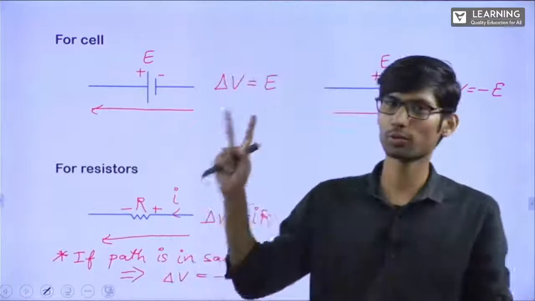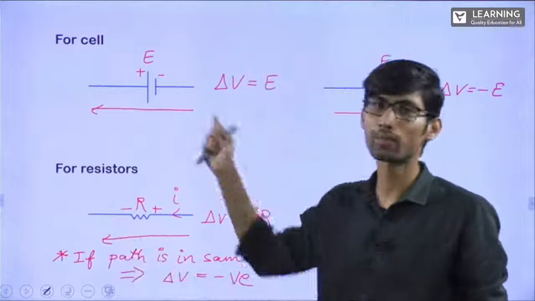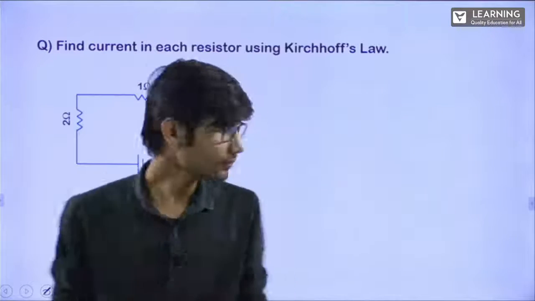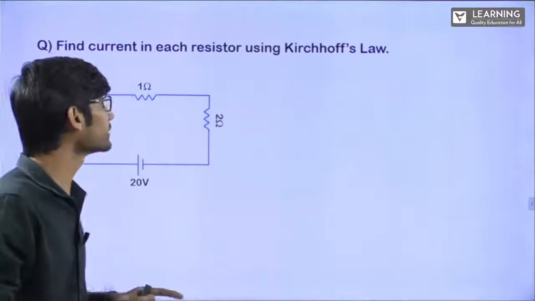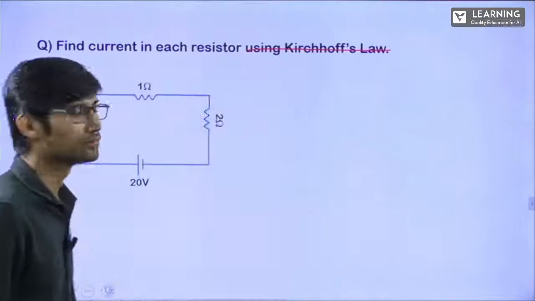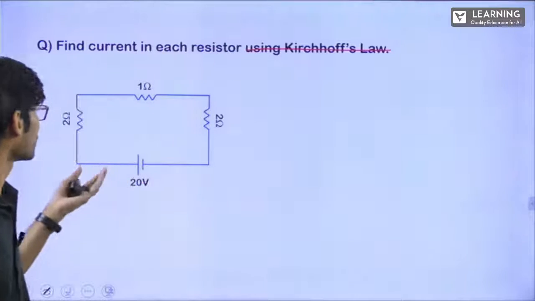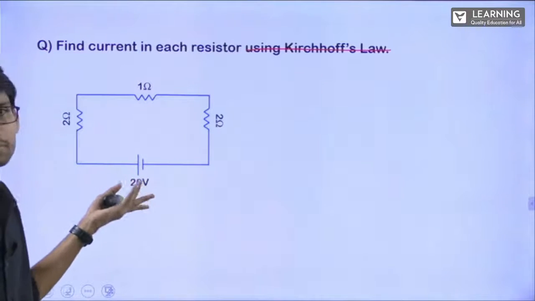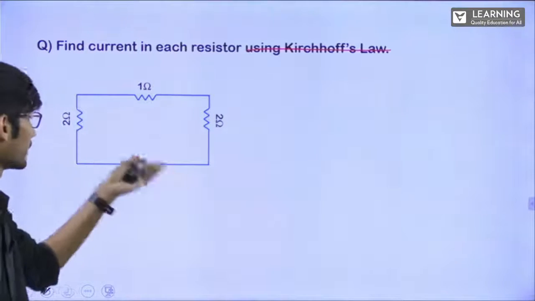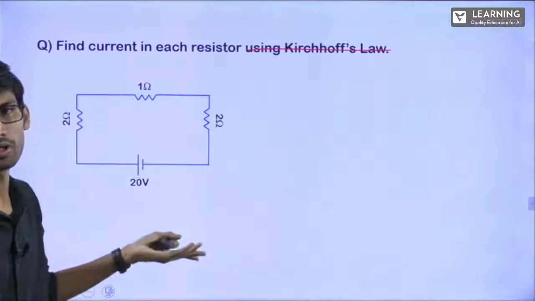So till here, everything is done. We have understood both the laws. We have understood how to apply these laws. Now let's see the questions and apply the laws. Find current in each resistor. Okay, if this was not written using Kirchhoff's law, how would you have done it? You would have taken the equivalent resistance divided by this voltage. You would have got the current, right?